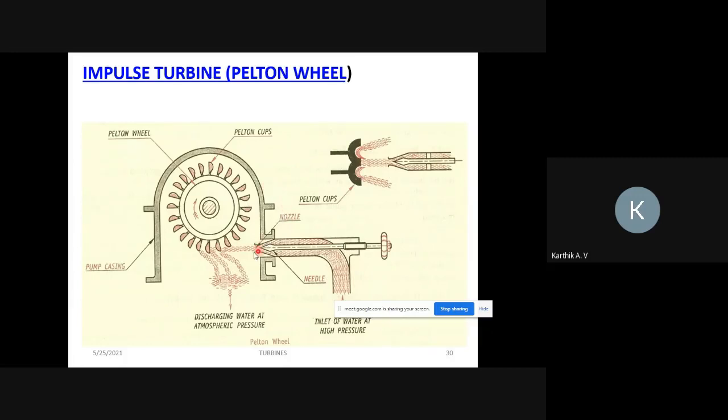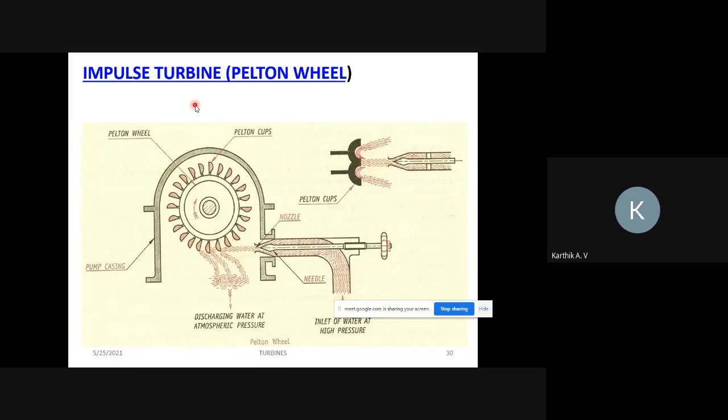Here water is directly hitting the blade, so it is also called an impulse turbine. A reaction turbine is one where reactive force acts on the blade. An impulse turbine is one where impulsive force acts on the blade. It is nothing but water directly hitting the blade.